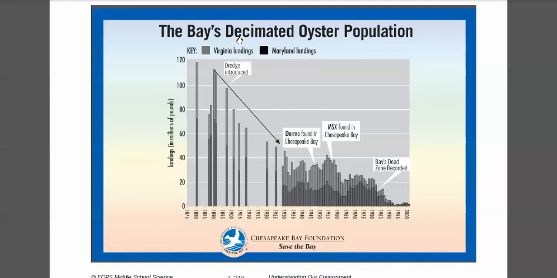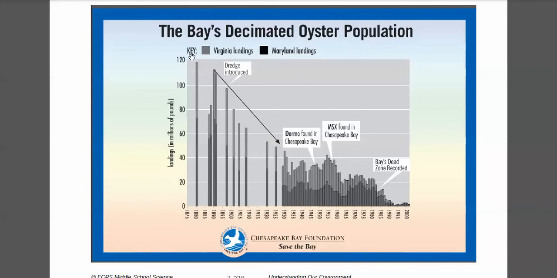Decimated, I know that the word decimated means just broken down, gone, away, huge, just a big change in a negative direction. And then oyster population. Okay, so I happen to know that oyster population is one of the ways that people measure the health of the Chesapeake Bay. So that makes sense. All right, so moving forward.